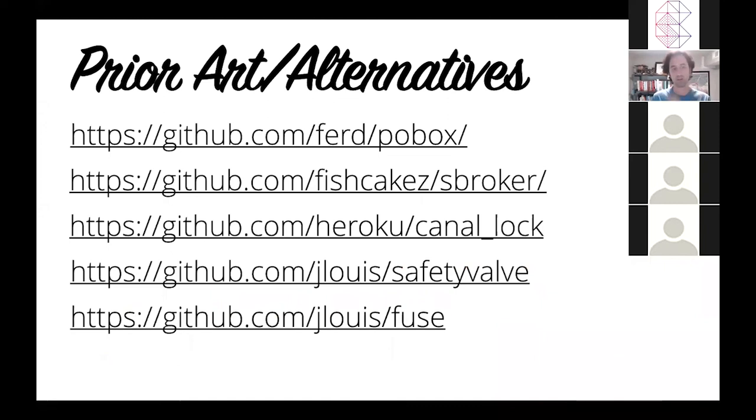There's PO Box, S Broker, Safety Valve, Fuse. These are all things that we've used and have played around with for a bunch of different reasons. And each of these are really useful depending on the kind of problem that you want to solve, depending on how you want to manage the queues in your system. For us, none of these quite did exactly what we wanted to do. And so we've started working on a new library, which has been very recently published.